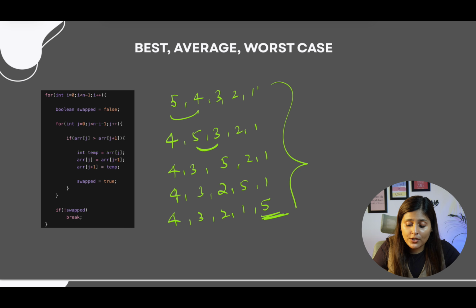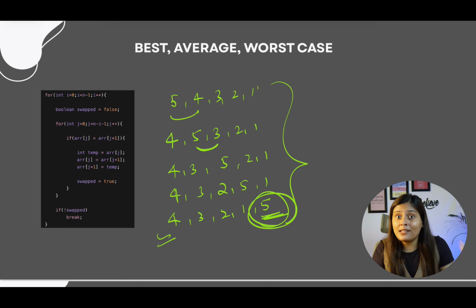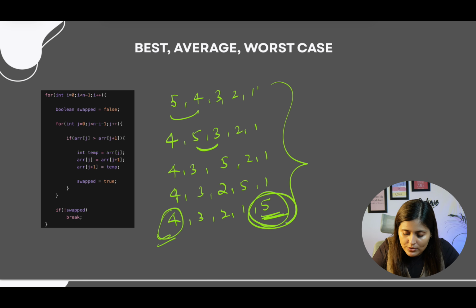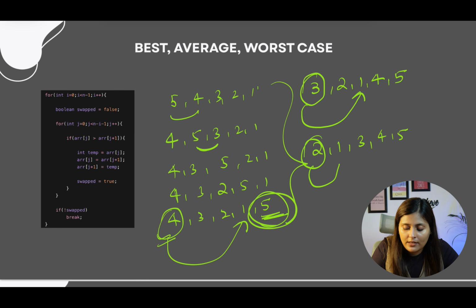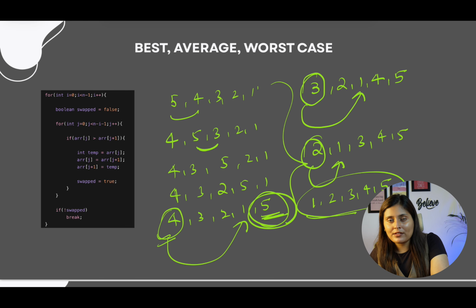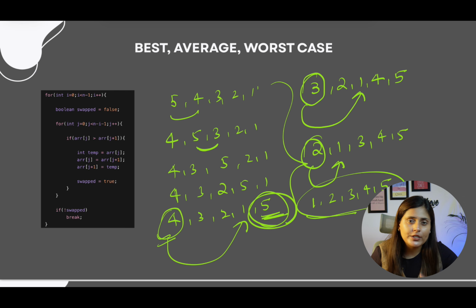So O of n just to move this 5. Now another O of n minus 1 to move this 4 to this location. Correct? And now after that, it will look like 3, 2, 1, 4, 5. Now another O of n minus 2 to keep it here. Right? Now another O of n minus 3 to keep it here. Correct? So in total, it is not exactly O of n square, but it is near to it, and hence we consider that for the worst case.